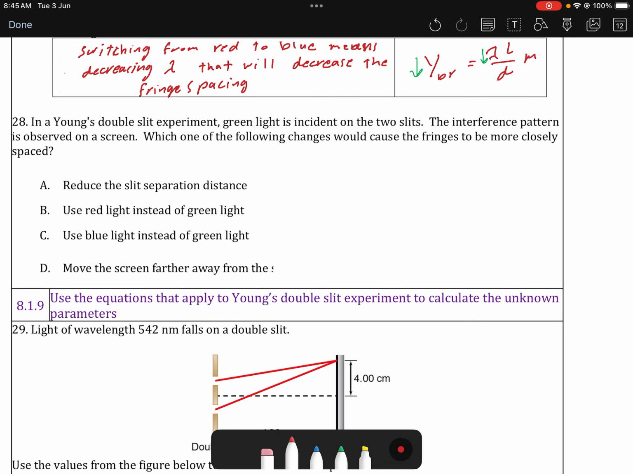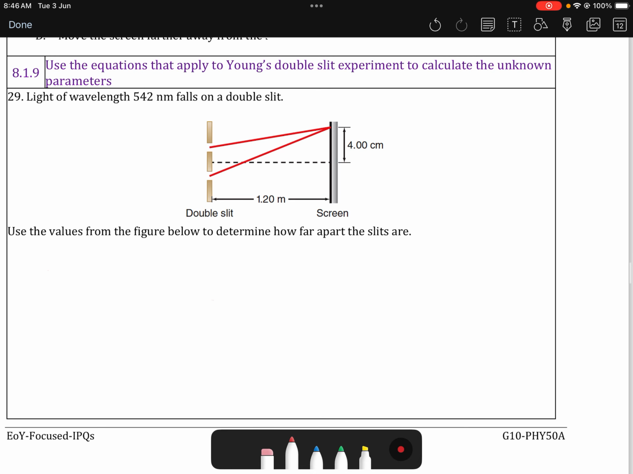Question number 28. Please read it. So the answer here will be use blue light instead of green light. Why? To have closer fringes. Why? Because blue light will have less wavelength than green light. Okay? So lambda blue is less than lambda green. That is the main reason. Let's go to the next question.